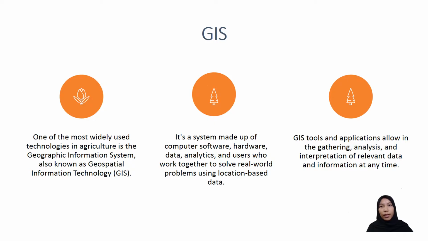So what is GIS? GIS is one of the widely used technologies in agriculture, and it is a system made up of computer software, hardware, data analytics, and users who work together to solve real-world problems by using location-based data. GIS tools and applications allow the gathering, analysis, and interpretation of relevant data and information at any time.